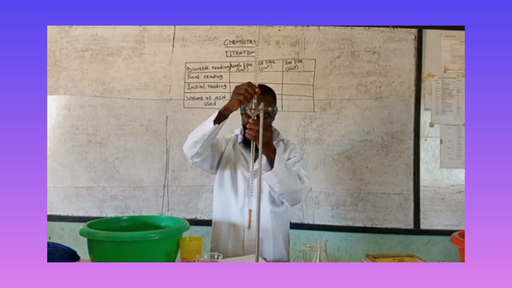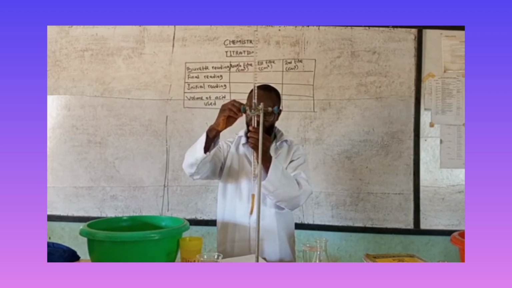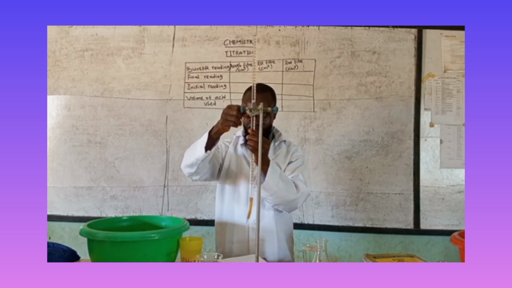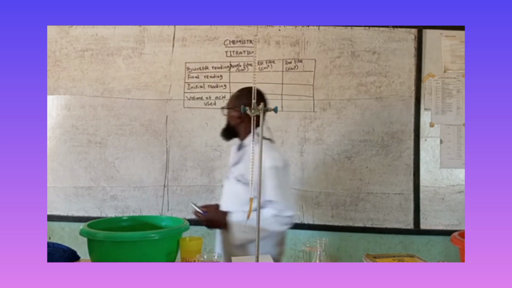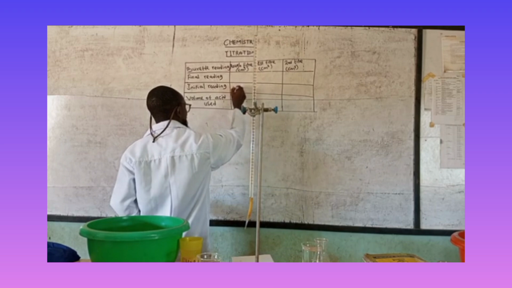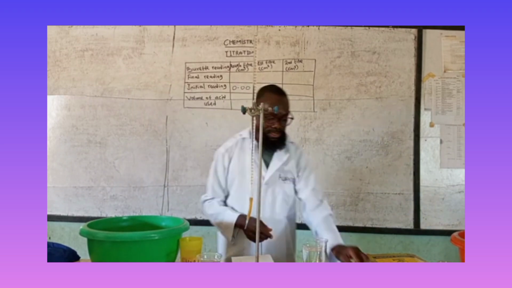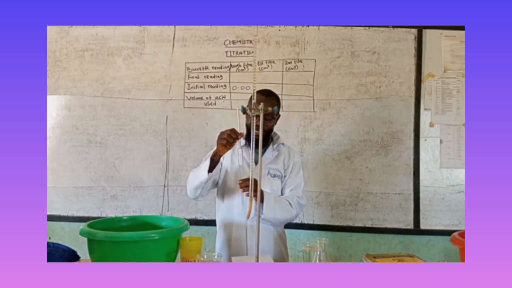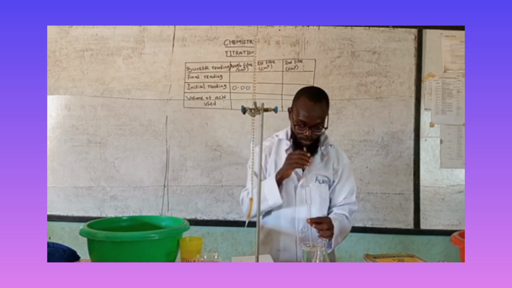So you clamp it, and when you are clamping, make sure you clamp it gently. Don't break it. So I've clamped this. Now my initial reading here, which is under my rough titre, is 0.00. After this, I'm going to pipette, suck my base to the point of 25.